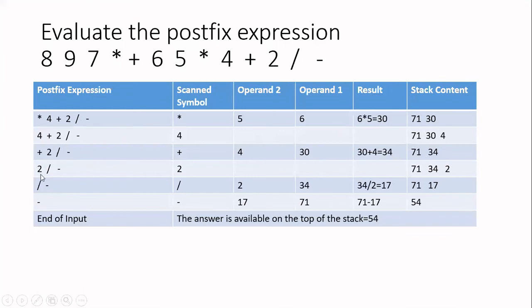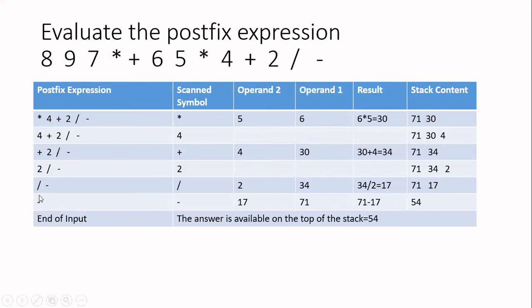Next, I'm going to scan the symbol 2. That is an operand. So push it onto the stack. Next, the symbol is divide. It is an operator. So I have to pop 2 operands. First is 2, second is 34. Remember, here you will commit a mistake. If you don't change the order, you will write 2 divided by 34. That will give you a wrong answer. So change it. The first operand, you have popped as operand 2. The second, you popped as operand 1. So apply operand 1, operator, operand 2. So I will now have 34 divided by 2, 17. Push it onto the stack.